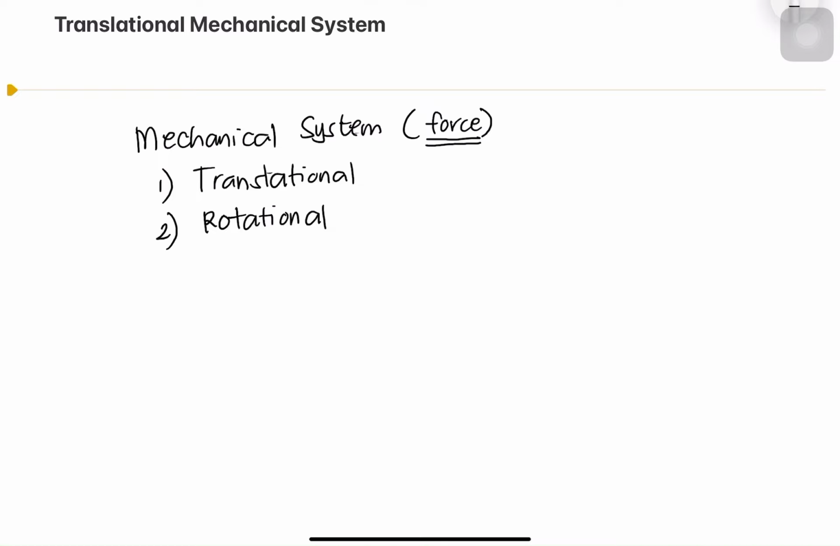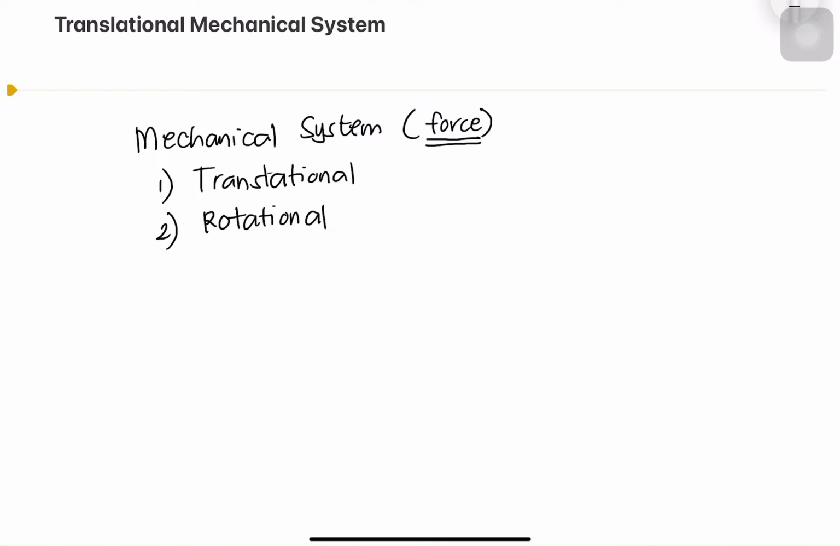So we have two kinds of mechanical systems. So the first one is translational, and we also have rotational. Now, when we talk about mechanical systems, we are dealing here with force. So if in electronics and electrical, we deal with current, voltage, in mechanical system, we deal with force.